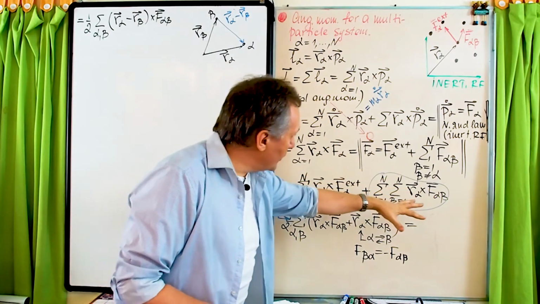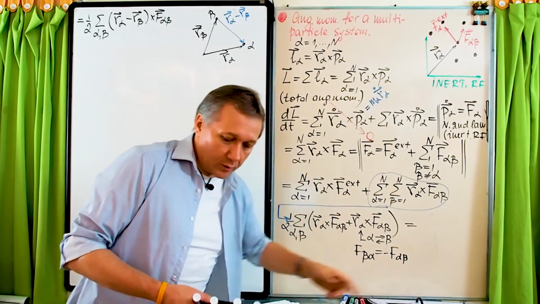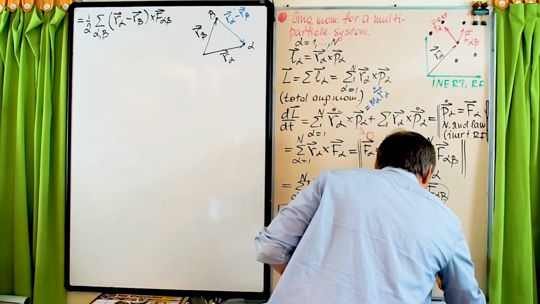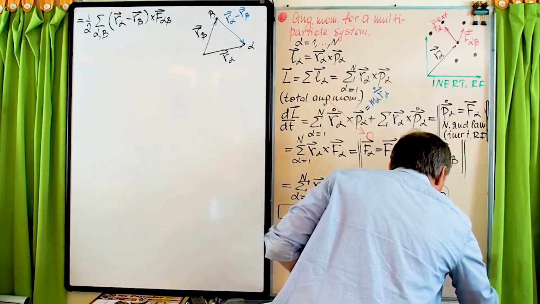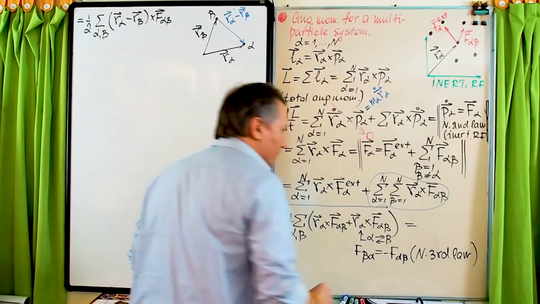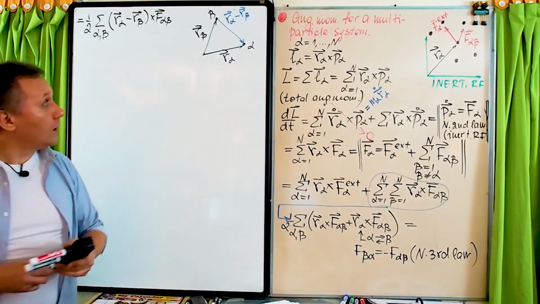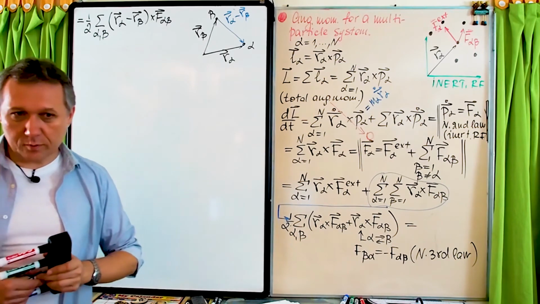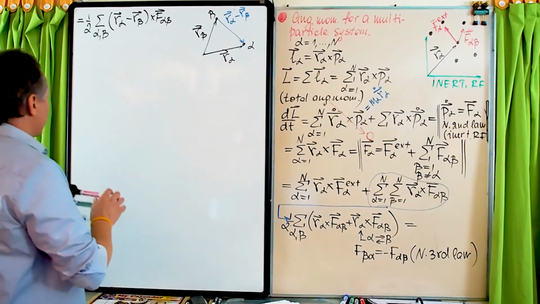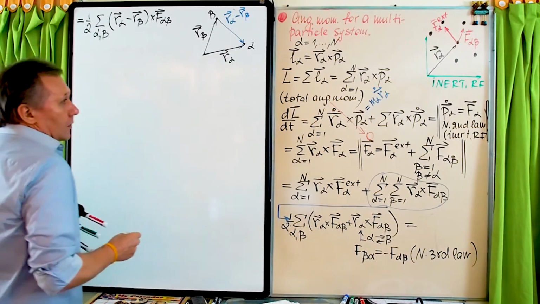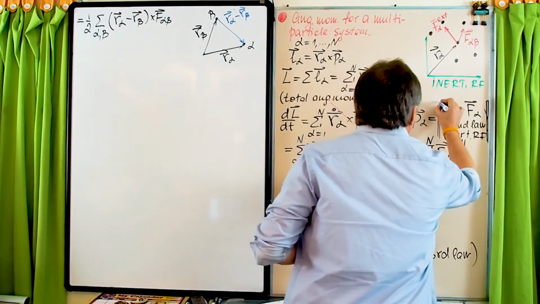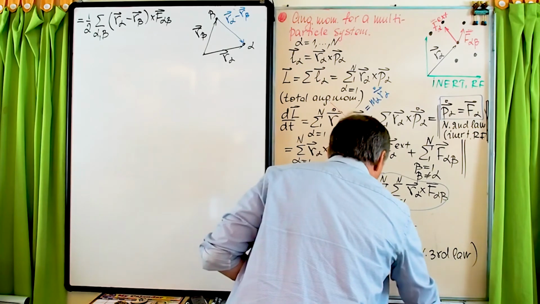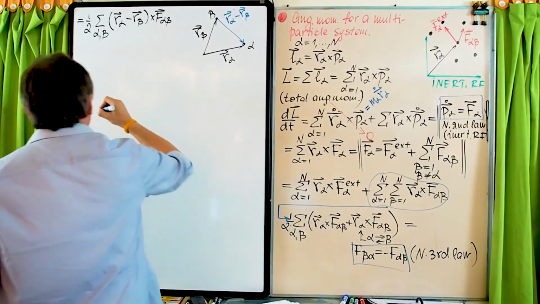Then we imposed Newton's third law. Actually, I didn't write it, and I feel it's not right. So we imposed that. And now we're imposing an additional condition. We assume that internal forces are central. So let me emphasize. That is the first condition. This is the second condition. And now the third one.